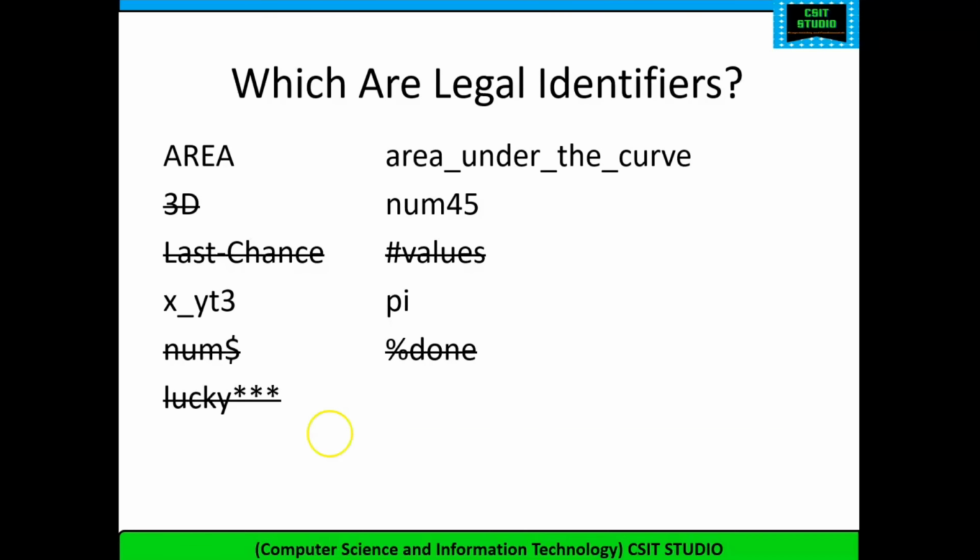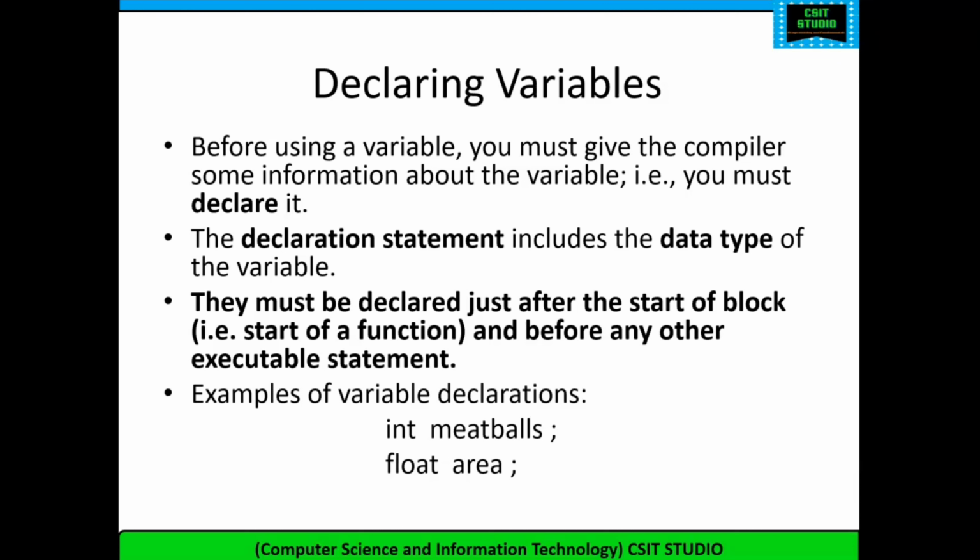Now let's have a small description and consideration of the concepts we discussed. For a legal identifier or variable name, we can use only numbers, alphabets and underscore, but it should not begin with a number. So these crossed ones are the wrong variables and others are correct variables. And for variables, before using them, we need to declare them. And this is all for this video.